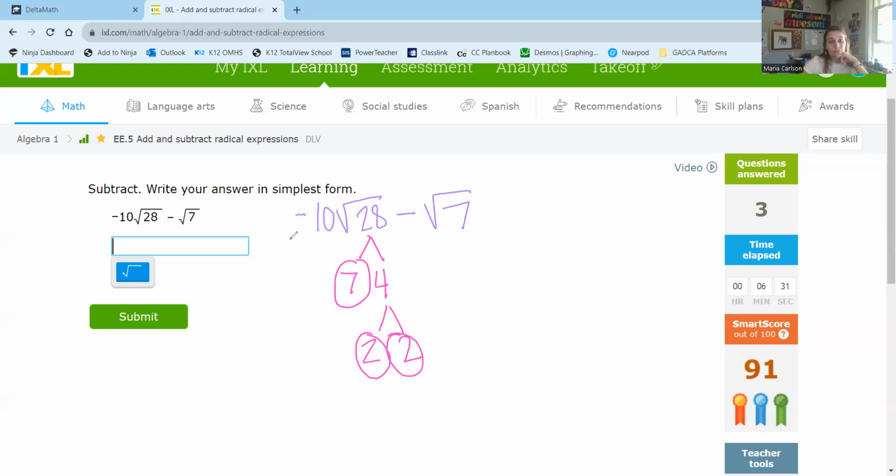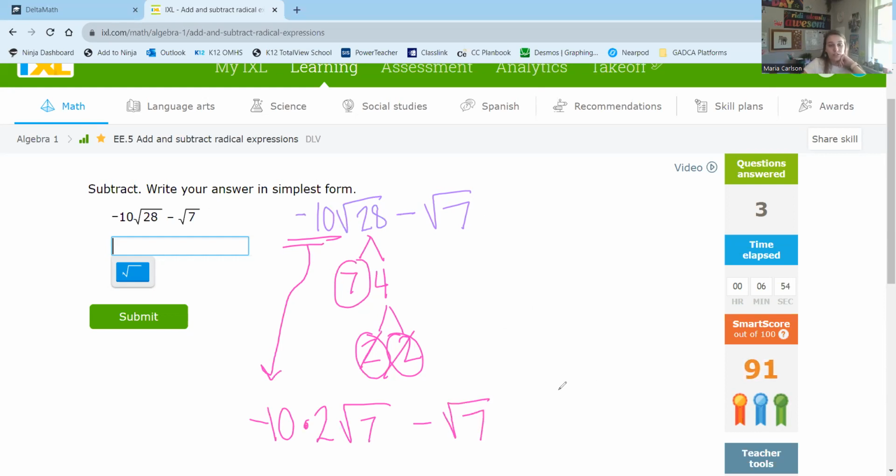Now we do have this -10 in front, so I'm going to bring that down so I don't forget it. We have -10 times, and I noticed that I have a pair of 2s. So I'm going to bring a 2 out front, and underneath the radical we will still have a 7. Then we have the square root of 7, which cannot be broken down any further, so I will leave it as minus square root of 7.